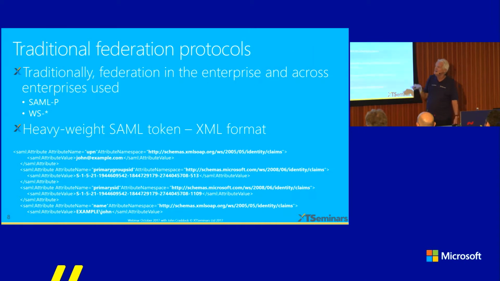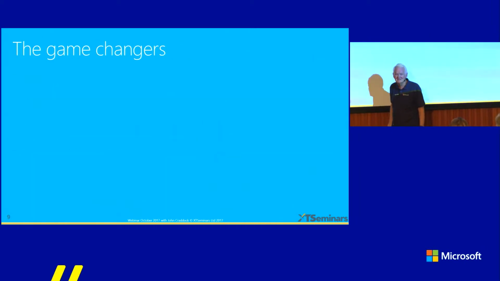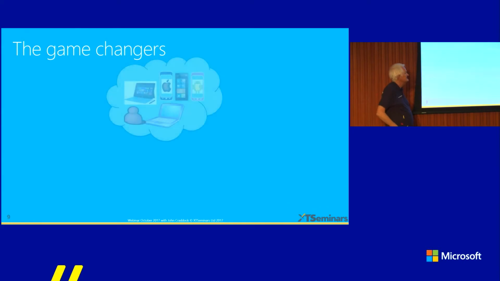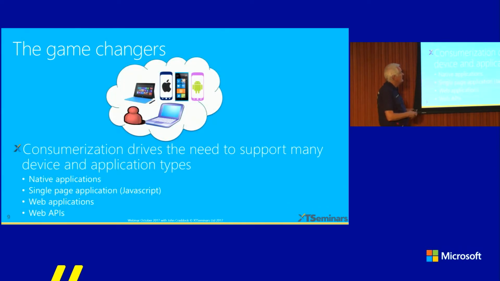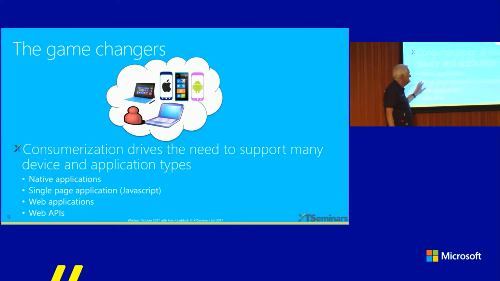And it doesn't really work when we go for the game changers. And of course, the game changers are these guys. We expect everything to work with our mobile devices, tablets, and so on. And we also expect it to work with different types of applications these days. You might have a native app which runs on a desktop, or it might run on a mobile device. You might have a single page app or a SPA, which is basically JavaScript running inside the browser.